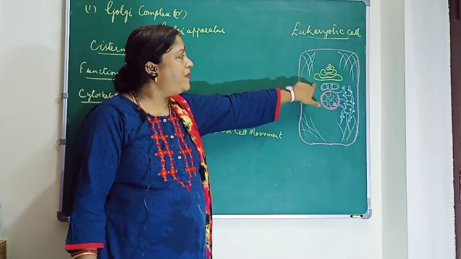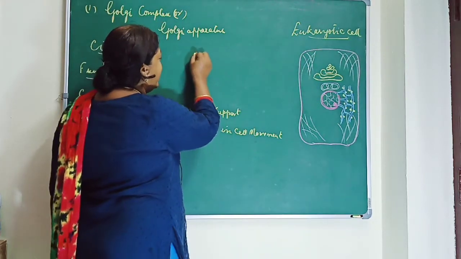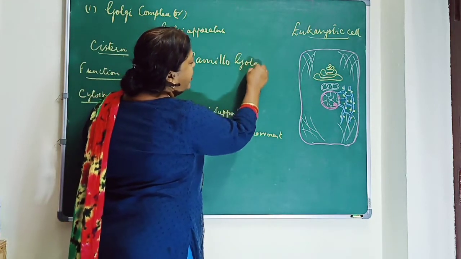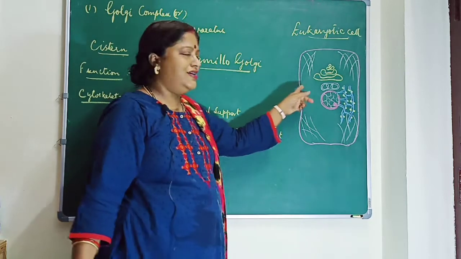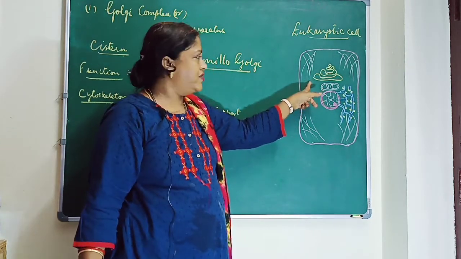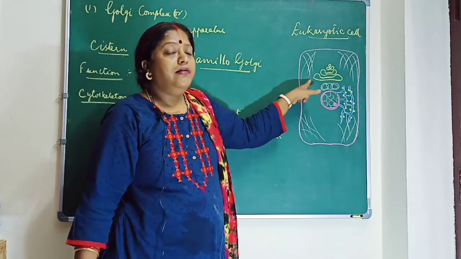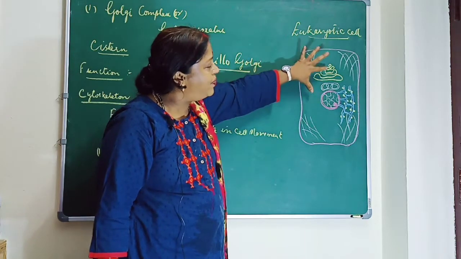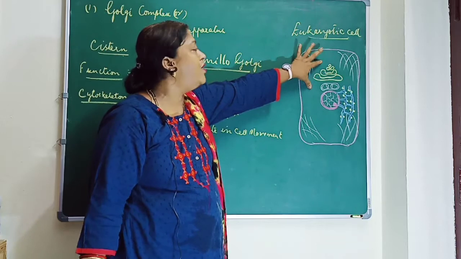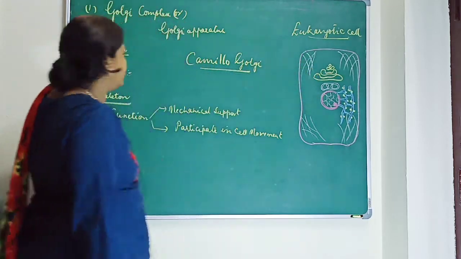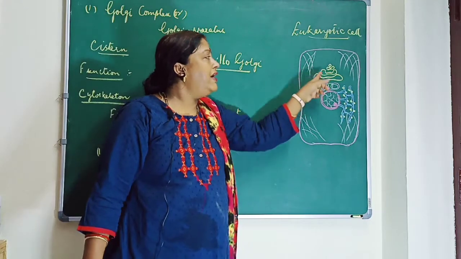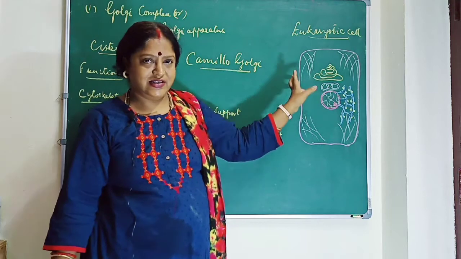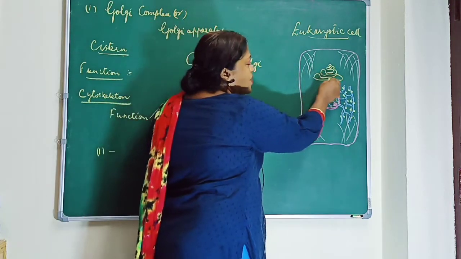Golgi complex was first discovered by a scientist named Camillo Golgi, and therefore this organelle is also called the Golgi complex. These are membrane bound vesicle-like structures, and this parallel arrangement is called a cistern, children. Here there is a space, and this is called the lumen.